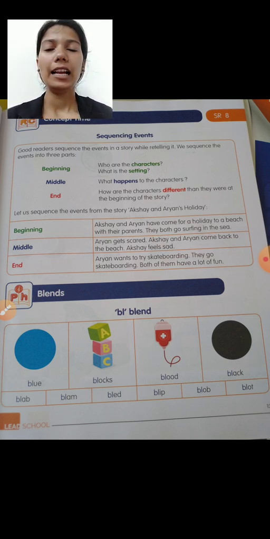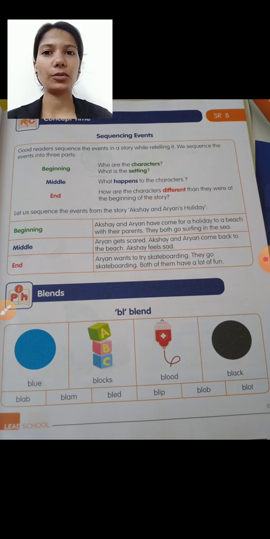So I'll tell the characters. Characters means the people in the story. Suppose Akshay and Aryan's holiday. So there are two characters in the story, Akshay and Aryan. And also we have seen they were with their parents. So the total number of characters in the story is 4: Akshay, Aryan, mother and father.